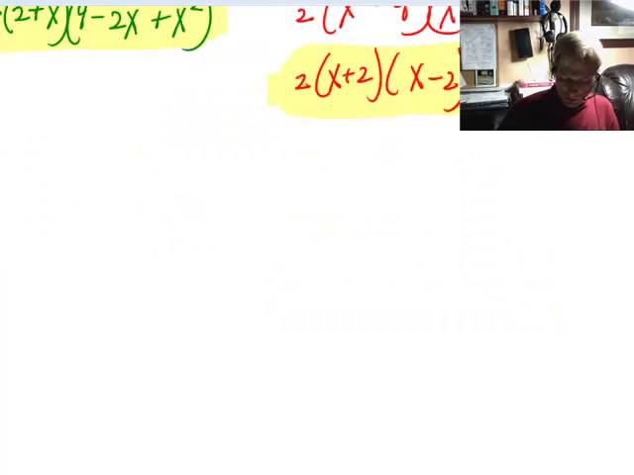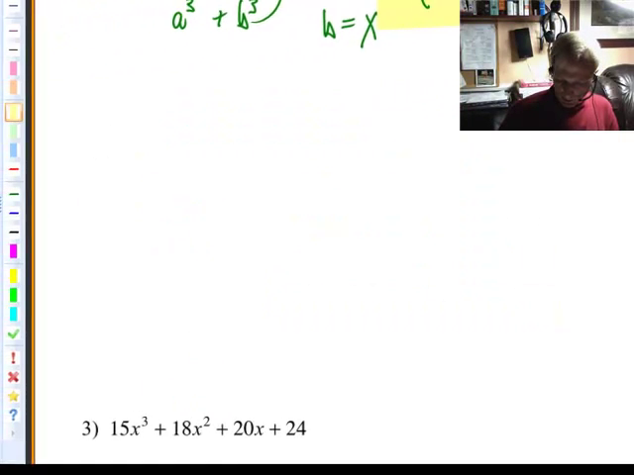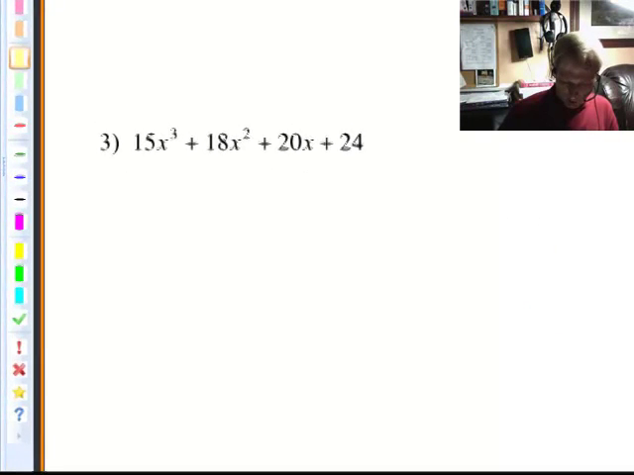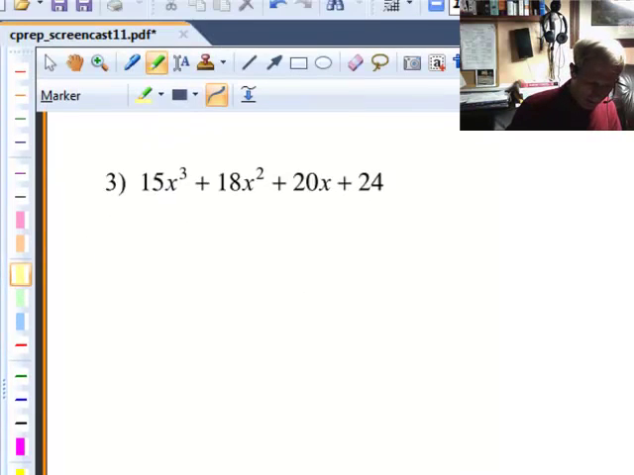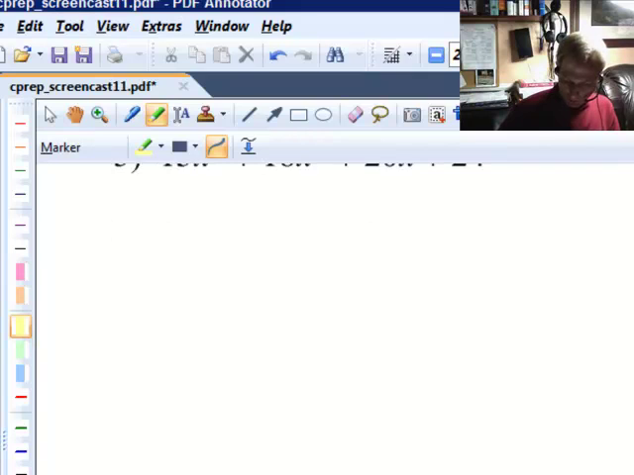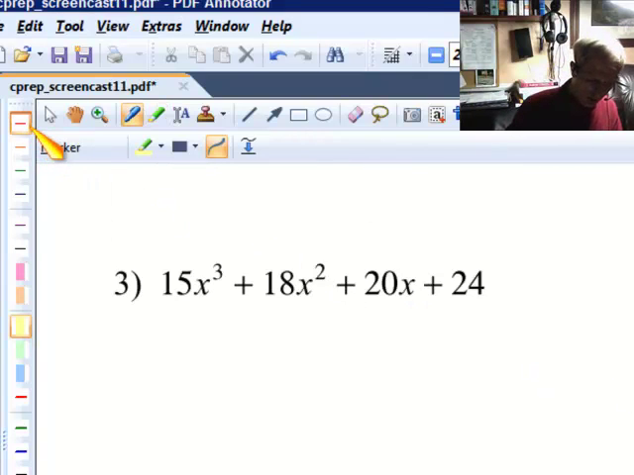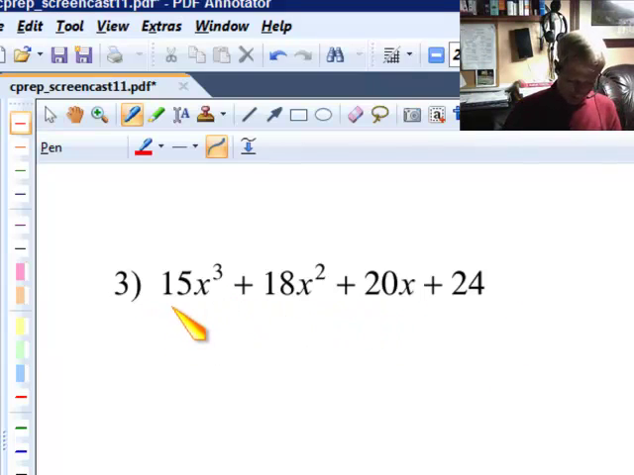Okay, moving on. Lastly, it looks like I have a factoring by grouping problem. Even though I can tell that I'm going to be doing factoring by grouping, I should always look for a common factor before I do anything else in all 4 terms. And it looks to me like I don't think there is a common factor. So I'm going to go straight to factoring by grouping.